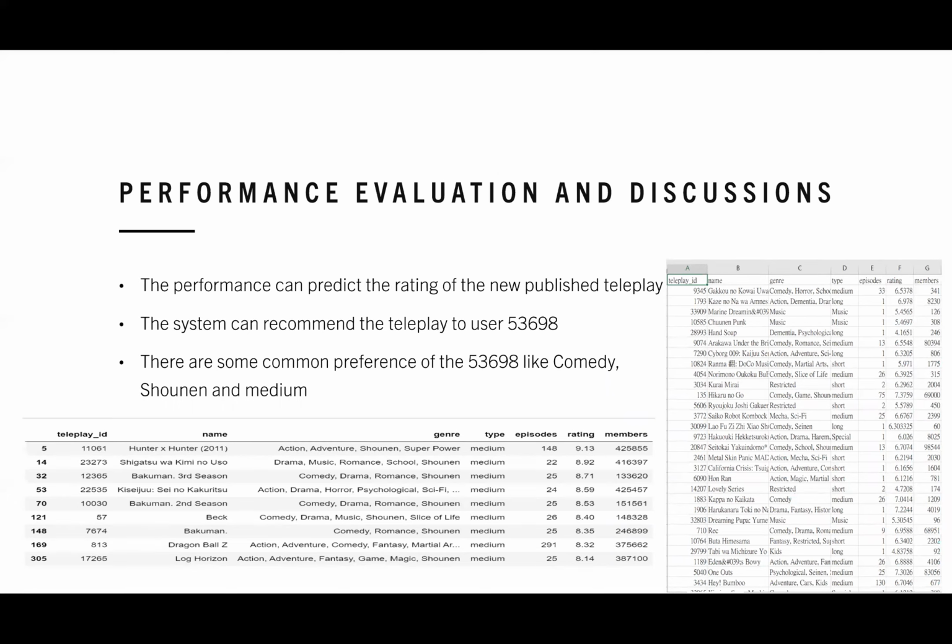The second is that the system can recommend therapies to user 53698. In this picture, we can see different movies that will be very good or that have similar features matching the user 53698's preference. So we also recommend these movies to them to improve revenues, because users are more likely to watch movies that match their preference or history background.